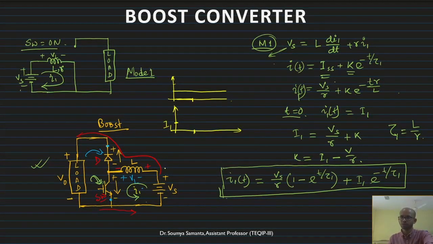Okay. What is the final value? Final value means at t tends to infinity. After a very large value, this part will be 0, and this part will be 0. So we are going to get Vs by R. This is the final value. Suppose here, this is Vs by R. If we do not change the circuit condition, that means we do not change the switch positions, then it will start from here, increase exponentially, and settle down at this point. That is the final value Vs by R.